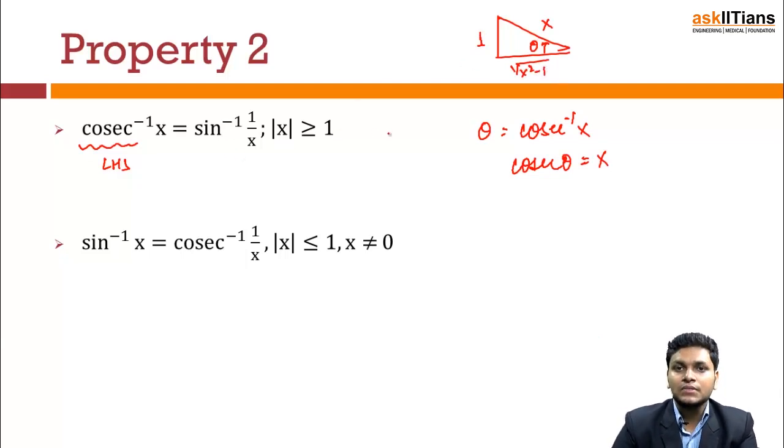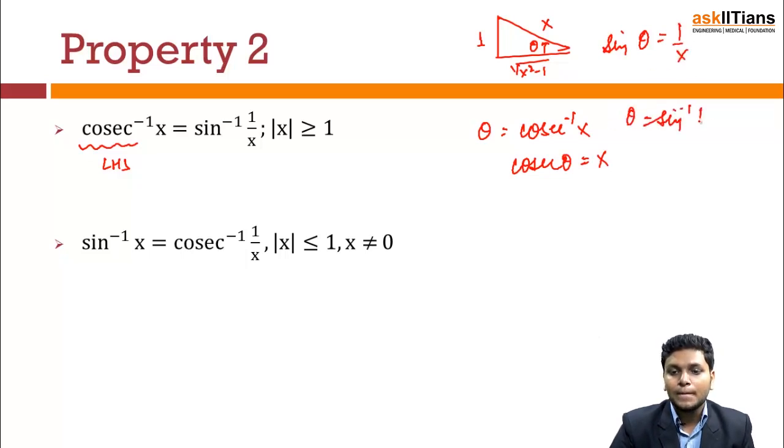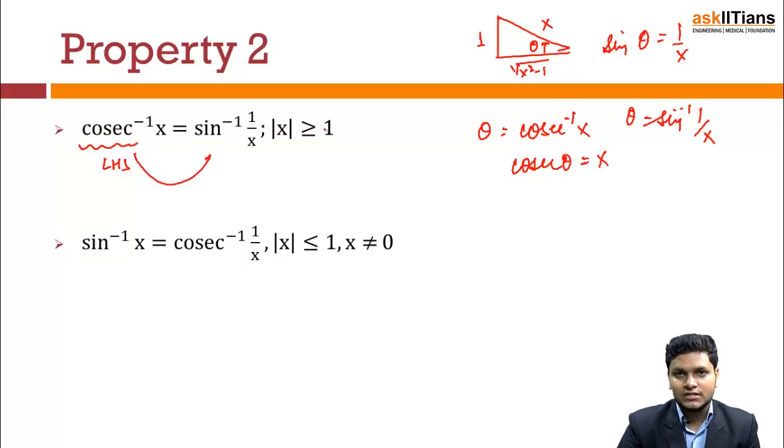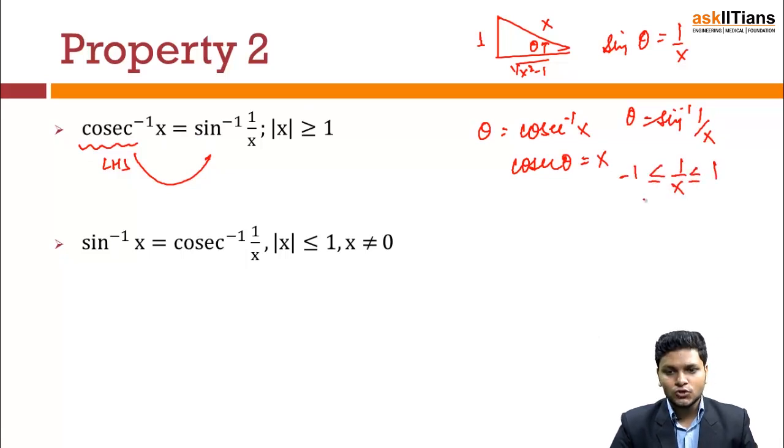Now I want to write the same theta in terms of x. Sine of theta will be 1 by x, so theta will be sine inverse 1 by x. But mind you, I have started from the LHS, so the LHS must be defined in order to write the equality. Hence mod of x has to be greater than or equal to 1, which is itself the domain of cosec inverse x. At the same time, sine inverse is only defined when the value going inside ranges from -1 to 1. If I solve this, I get the same region of x, that mod of x has to be greater than or equal to 1. Then only this property is satisfied.